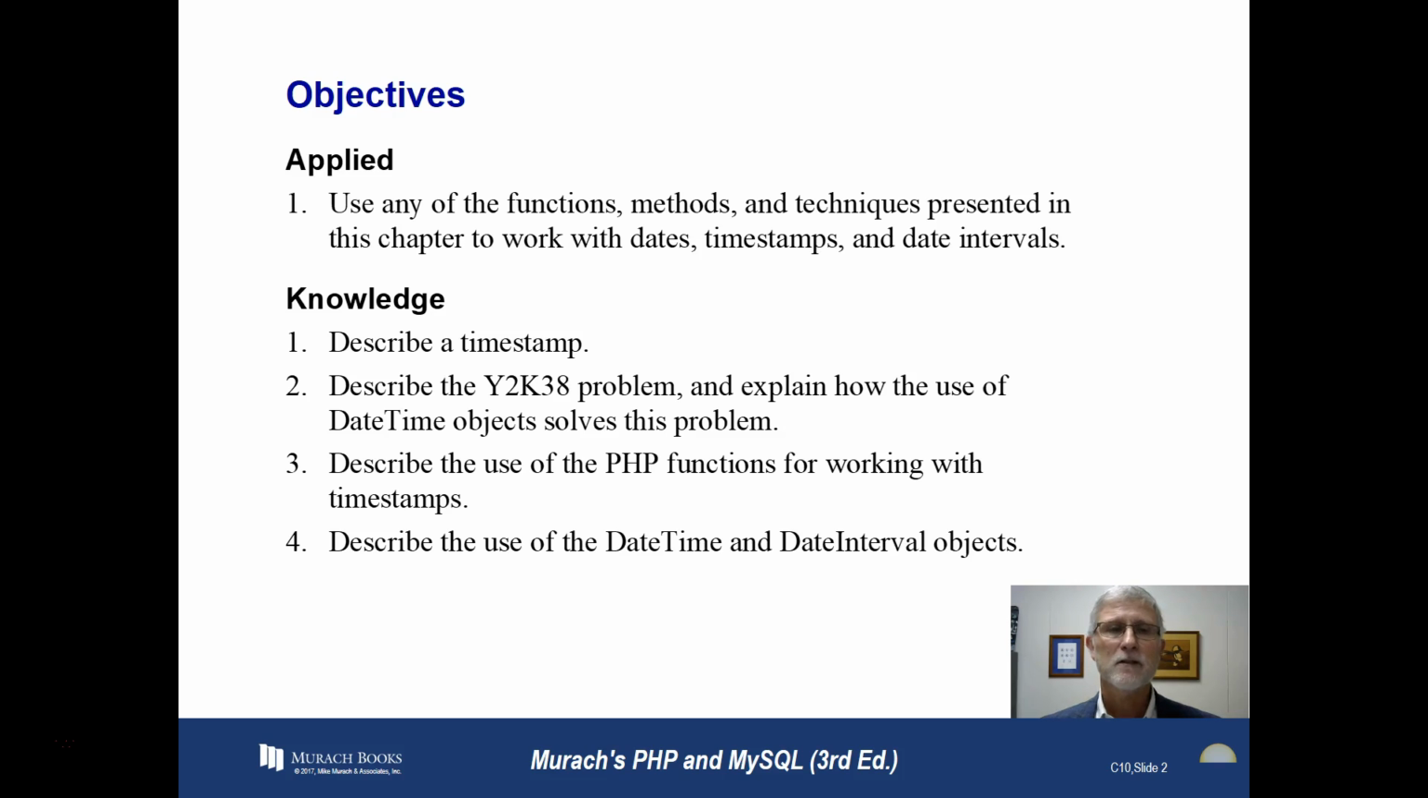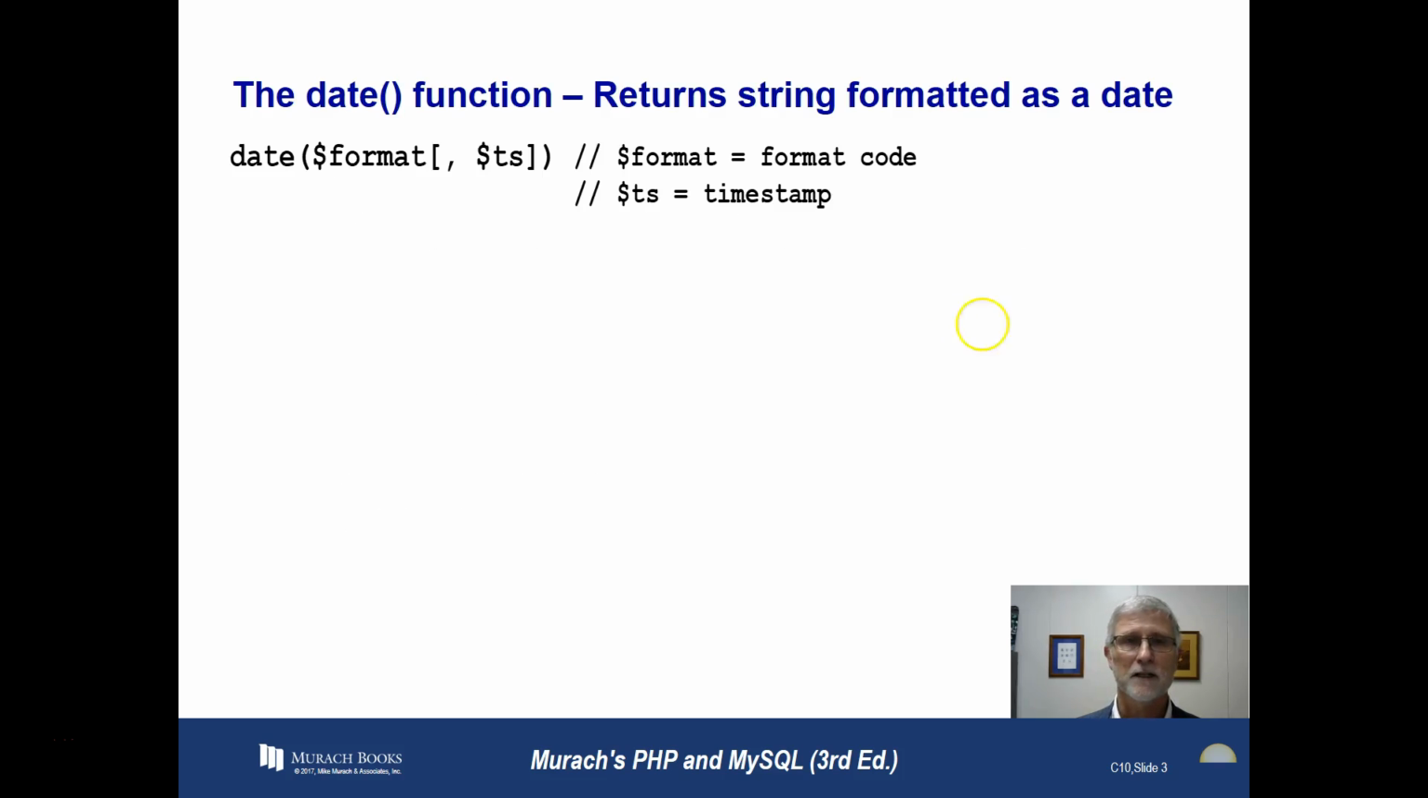We'll also explain what Y2K38 is. You may have heard of the Y2K problem back with the year 2000. Well, we may have a problem here because most dates are 32-bit functions, and when you convert that from seconds, it ends up being the year 2038. So it may cause some programs or websites issues. This talks a little bit about how to manage that situation, and then how to work with timestamps, and also date and time interval objects.